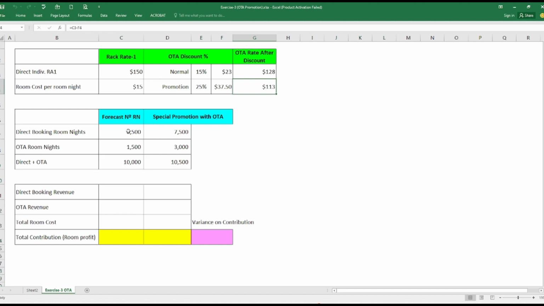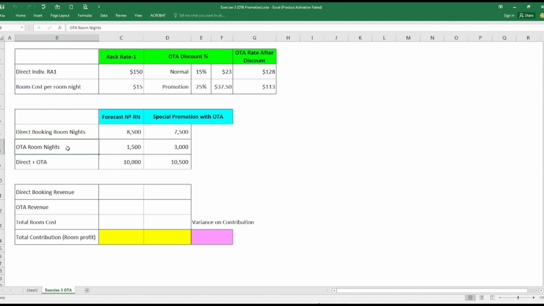So from this scenario, you will see that from our forecast it is 8,500 room nights, but when we do a special promotion with the OTA, we need to reduce our forecast to 7,500 rooms.